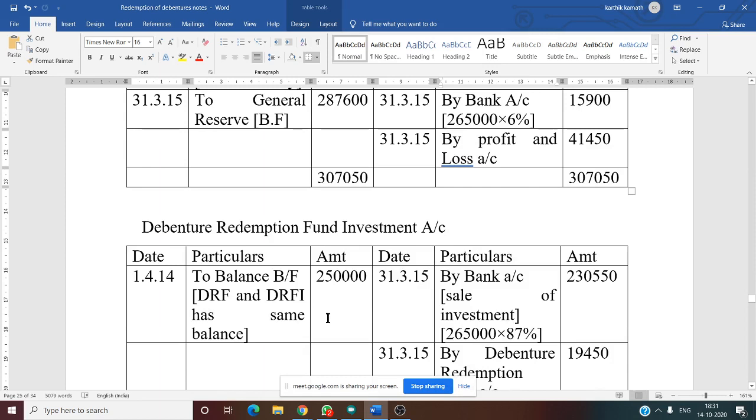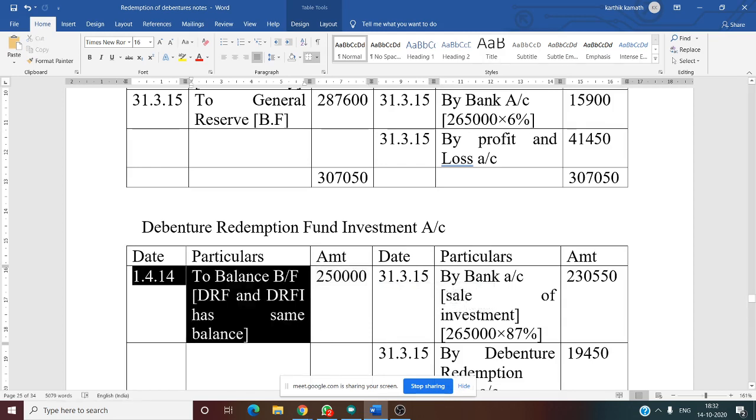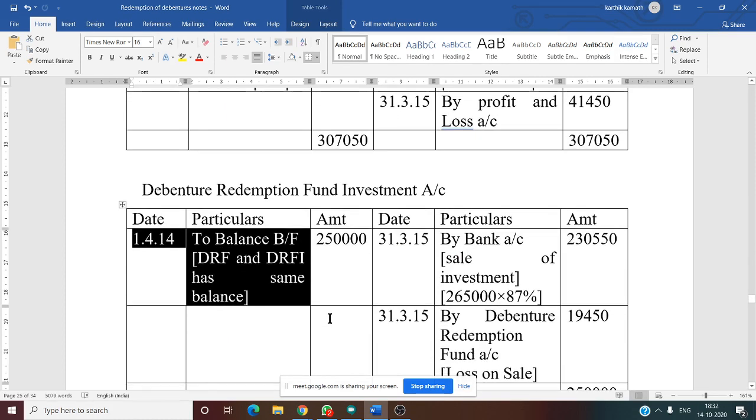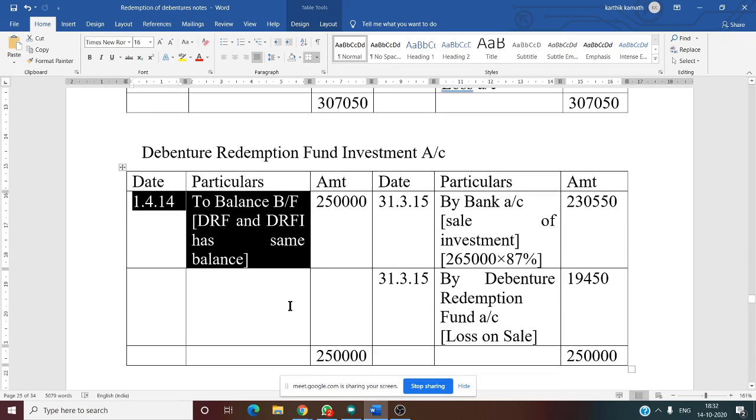Debenture redemption fund and debenture redemption fund investment account have the same balance. Even if they have not mentioned it in the problem, you should write the same balance. That is, if 2,50,000 is the opening balance for the debenture redemption fund, the opening balance for the debenture redemption fund investment is also 2,50,000. See, DRF and DRFI have the same balance. So we have written 2,50,000 on the debit side because the investment account has a debit balance.